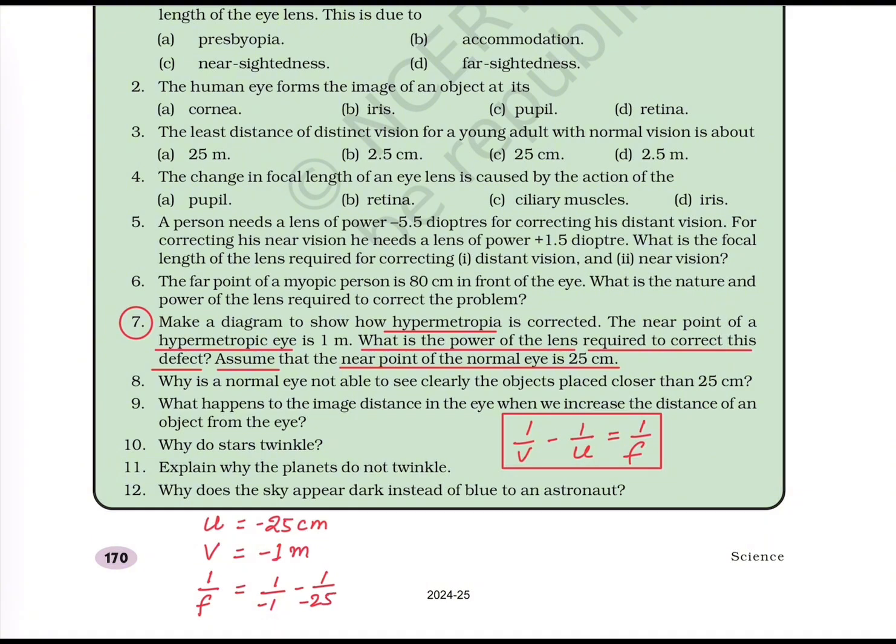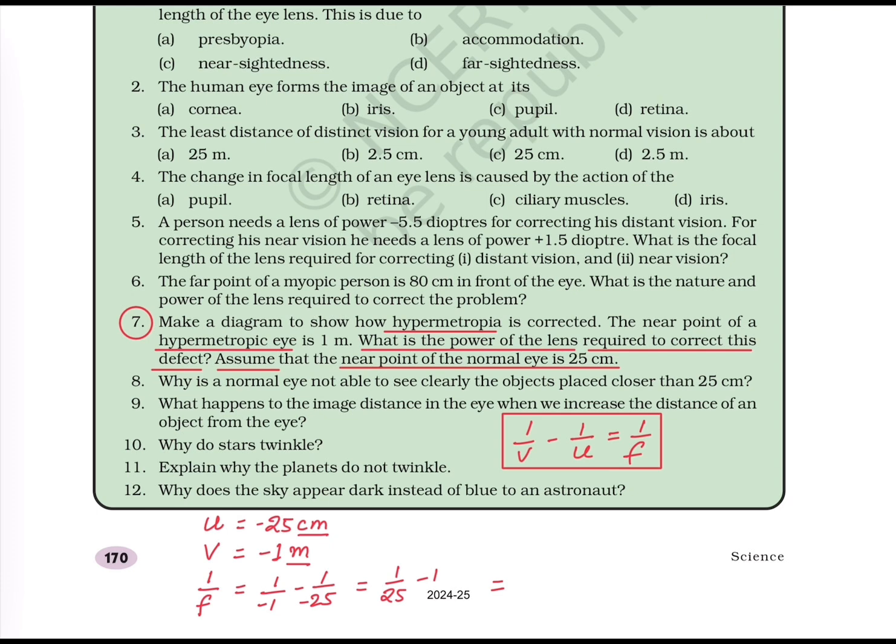Now if we correct the sign, we will get 1 by 25 minus 1. This is equal to... Now we have this value that is to be calculated, but we have missed something. What we have missed? We have missed the units. You can see the object distance is in centimeter, whereas the image distance is in meter.